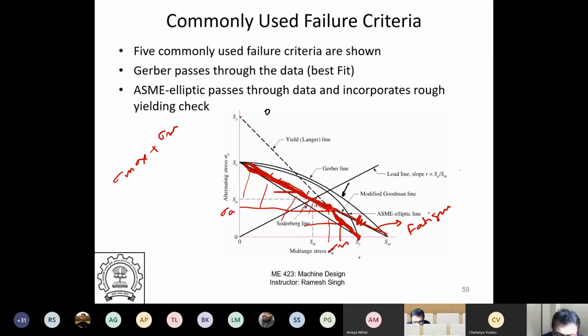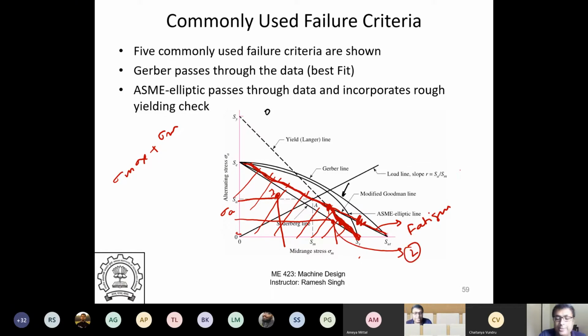But if you have a sigma A and sigma M combination here, I am all safe. Any combination here, I am safe. So let's take two conditions: one condition here and the second condition here, condition 1 and condition 2. I'm safe in both right now.